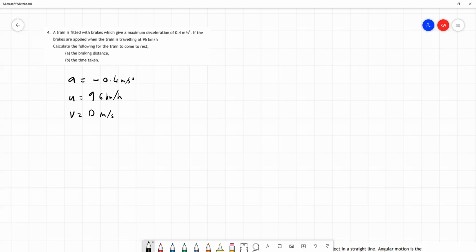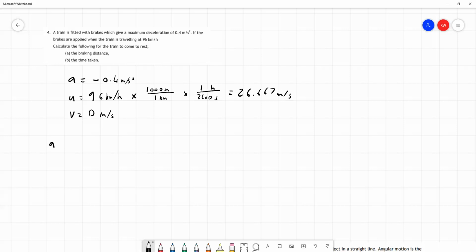And as indicated, we're going to be working in these units, so I'm going to convert U just now. If you remember, the conversion factor here is 1,000 meters to 1 kilometer and 1 hour to 3,600 seconds, the same as multiplying by 1,000 divided by 3,600, or simply dividing by 3.6. So 96 divided by 3.6 is going to be 26.667 meters per second to 3 decimal places.